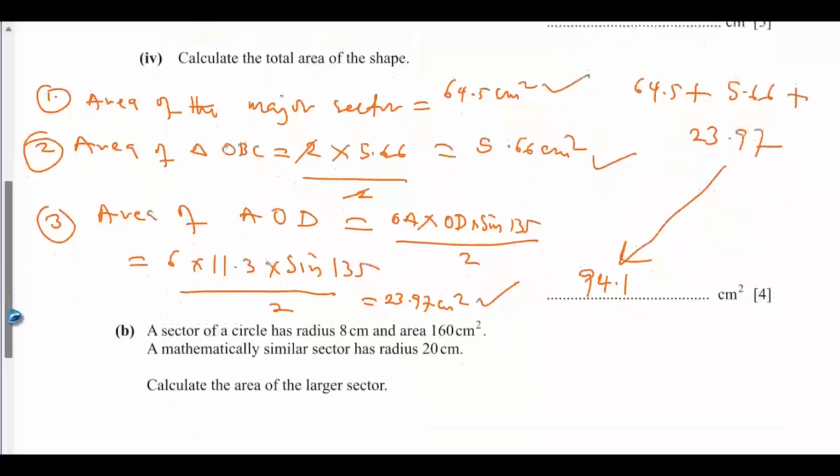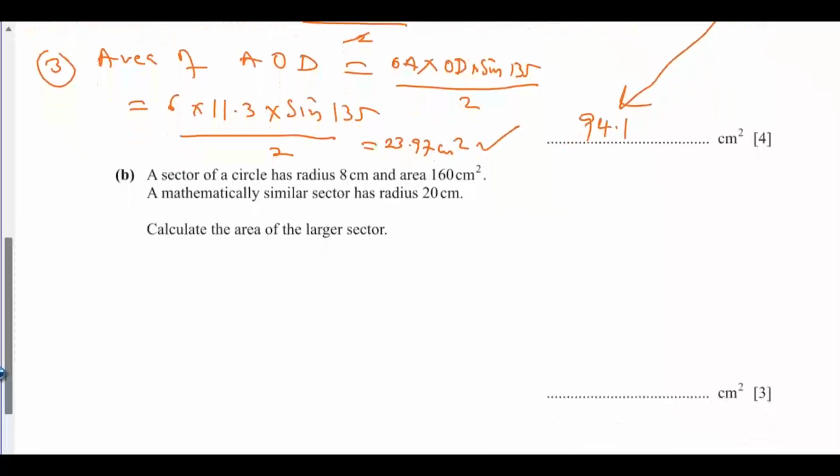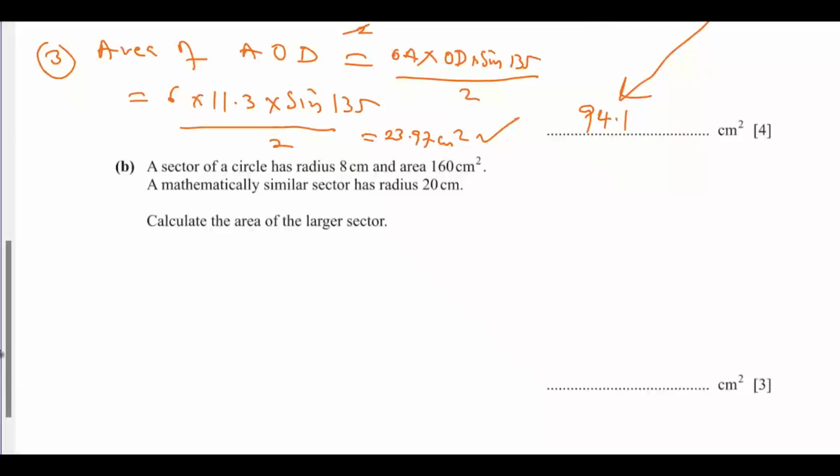Okay, so let's go to part B. A sector of a circle has radius 8 centimeters and area 160 centimeters squared. A mathematically similar sector has radius 20 centimeters. Calculate the area of the larger sector.